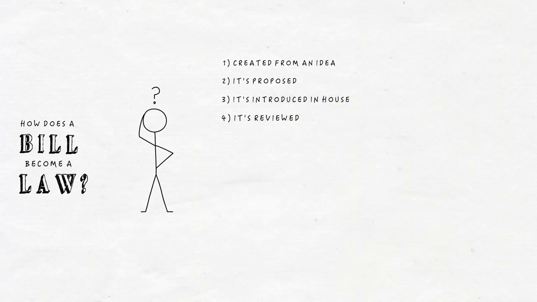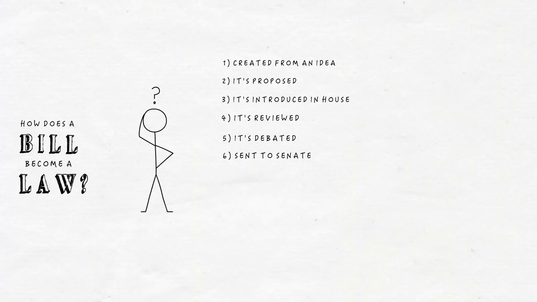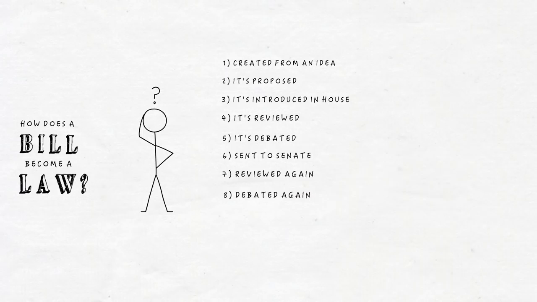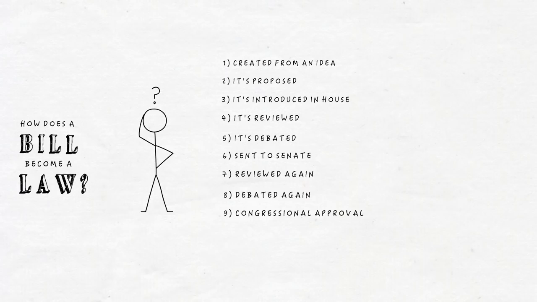Then the bill is reviewed. Then the bill is debated on the floor, where if it passes, it will be sent to the Senate. Then the Senate proceeds with further review of the bill. Afterwards, the bill is debated over again. If the bill passes the Senate, both the Senate and the House work together to find a common ground between both versions of their bill.